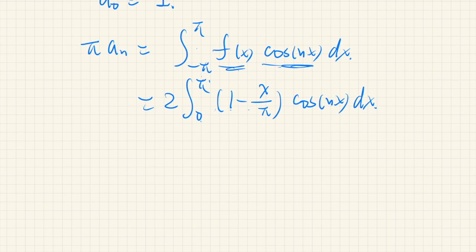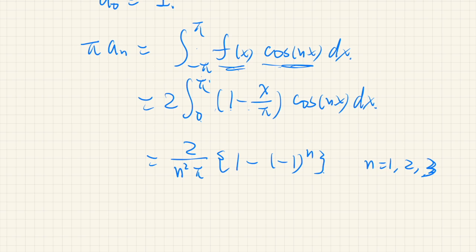And just brute force integration should give you this: 2 over n squared pi times 1 minus negative 1 to the power of n. And in this case, n is from 1 to 3 and so on. So when n is even, then this is 1, so it's 1 minus 1 and this becomes 0.